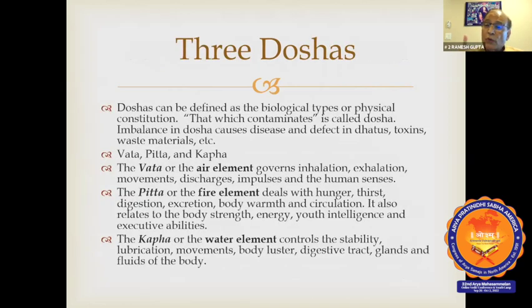Now, back to the individual components of that first shlok we had. Dosha can be defined as the biological types, which literally means that which contaminates is called dosha. Whatever defect comes in, imbalance in dosha causes disease, and defect in dhatus, toxin, water. So it is the dosha which is most important. 3 types of dosha: Vat, Pitta, and Kapha.